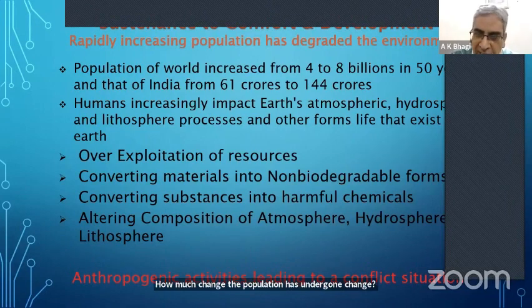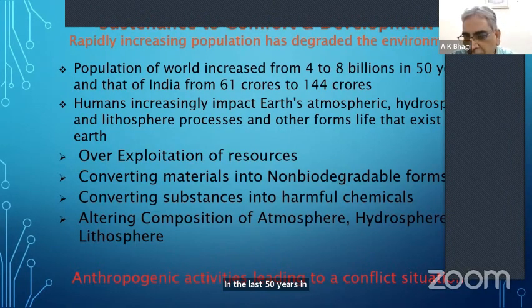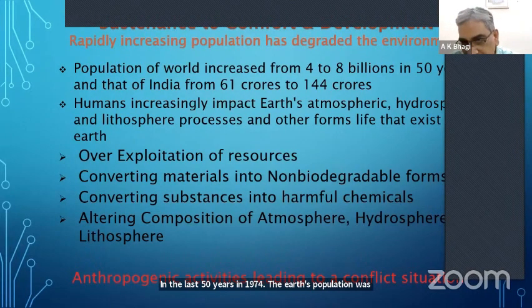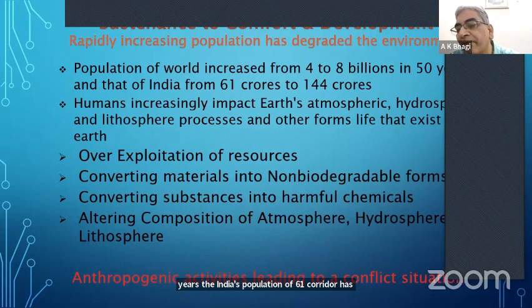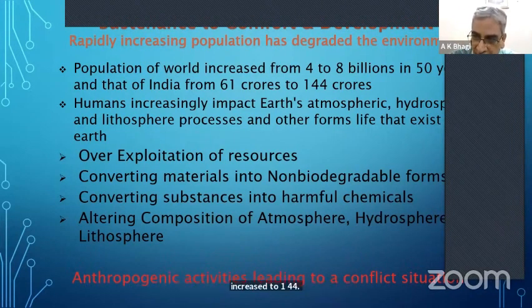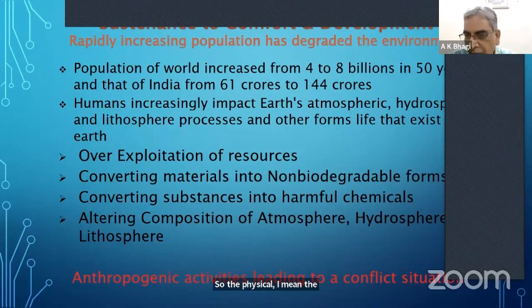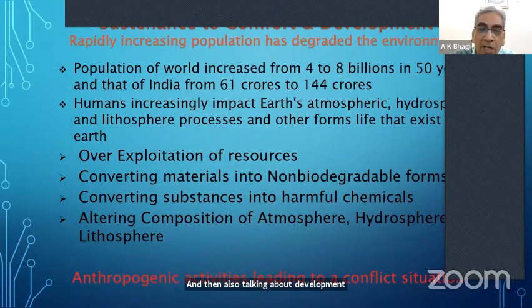in the last 50 years, in 1974, the Earth's population was only 4 billion. Now today it is 8 billion, doubled. In these 50 years, India's population of 61 crore has increased to 144 crore. So the sustenance of life, also combined with making life comfortable, arranging food for them, and then also talking about development, requires over-exploitation of resources.